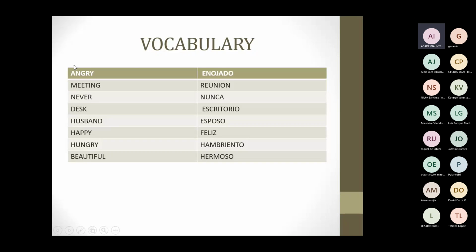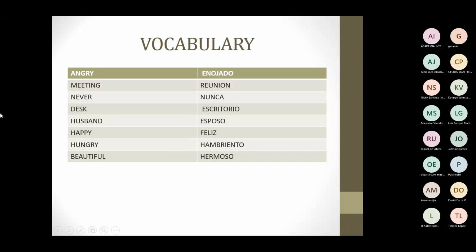So the difference is that enojado in English, we can say angry. Nunca vamos a decir "angry" con A. So angry is the correct pronunciation, como que decimos con la letra E al inicio. Angry, angry, angry. But when we want to pronounce hambriento, it's different. We'll be hungry, hungry. Como que lo estamos pronunciando con una J al inicio. Hungry, hungry.